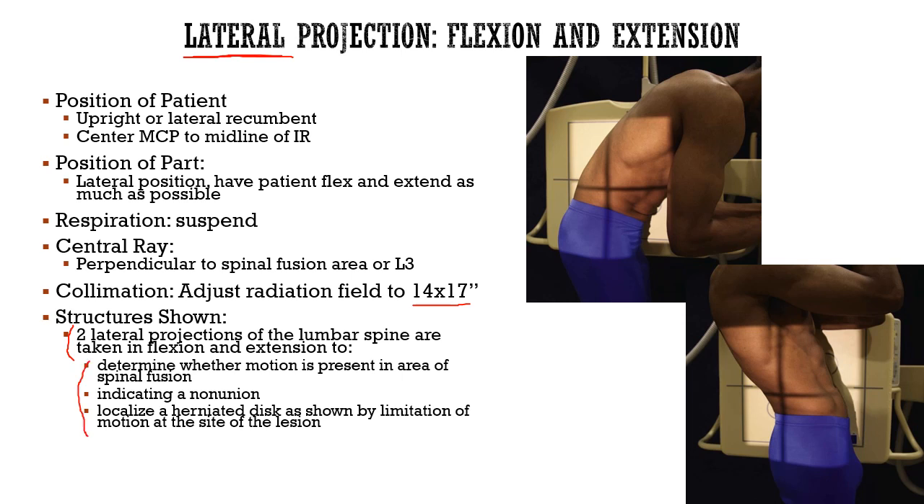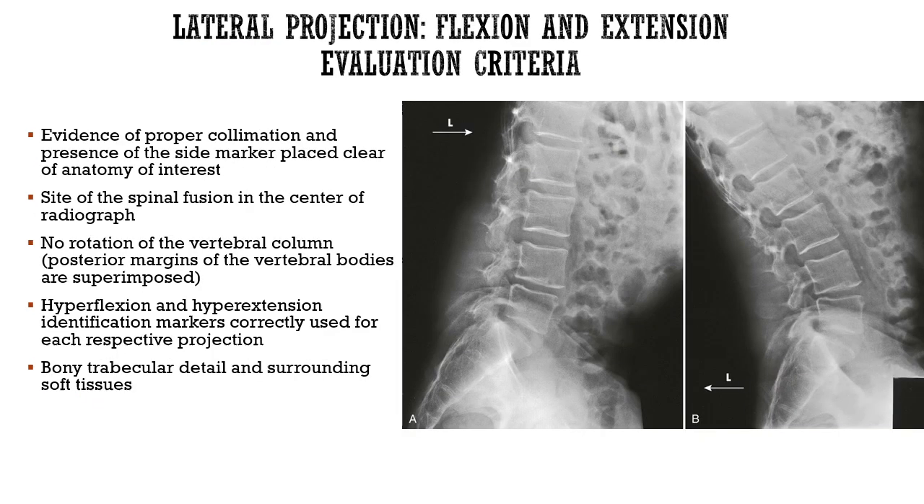Determine if motion is present in the area of a spinal fusion, indicate a non-union, or look for a herniated disc. And here are our two images that we can see. The one on the left is the one in flexion and the one on the right in extension. So the proper marker should be used for each respective position. And this concludes our video lesson on the second part of the procedures of the vertebral column.